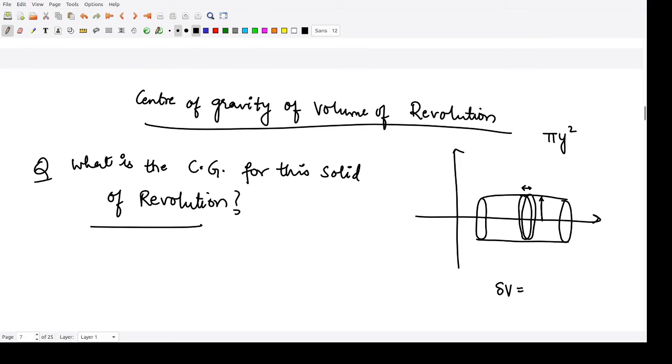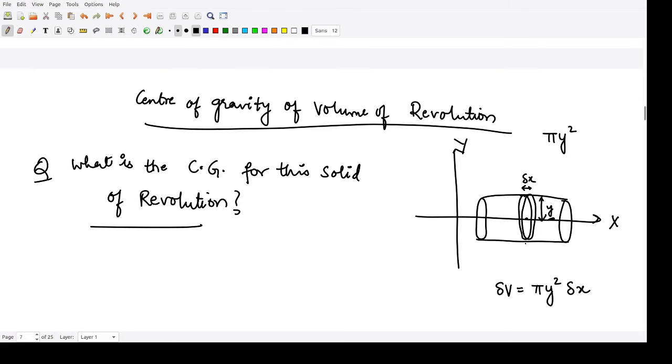This distance is y, right? And this displacement is delta x, a very small displacement in x. This is y. So what would be the area? Area would be pi r square, pi into radius square. What is the radius? Radius is y. So it would be pi radius square into this very small displacement, dx. So this is the very small volume that we have.